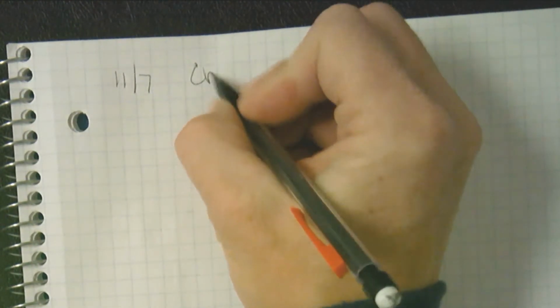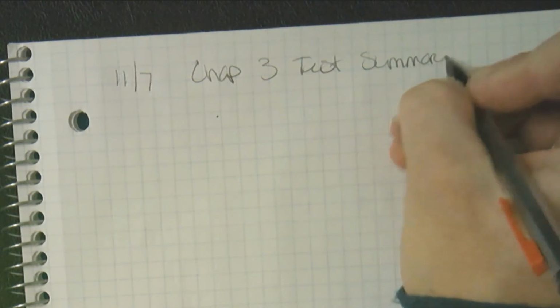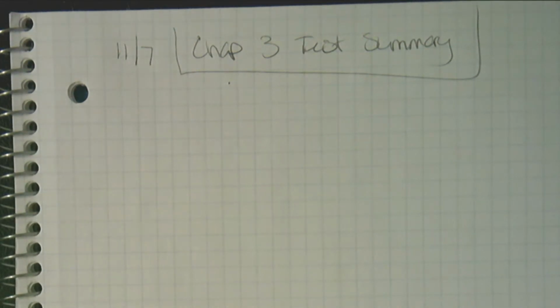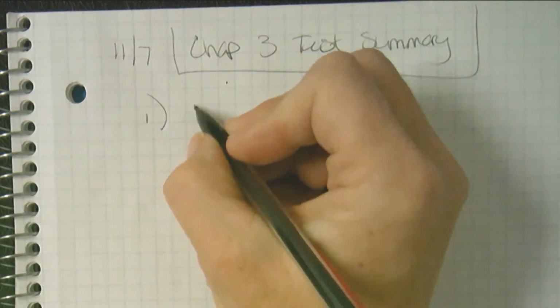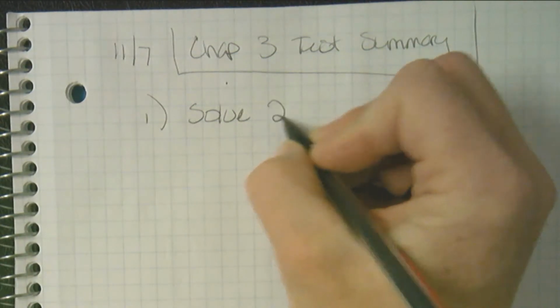Okay, so your test is on Tuesday, as you guys know. Today is the 7th. So I want to do a Chapter 3 test summary. All right, the first thing that we did is we solved two-step equations.